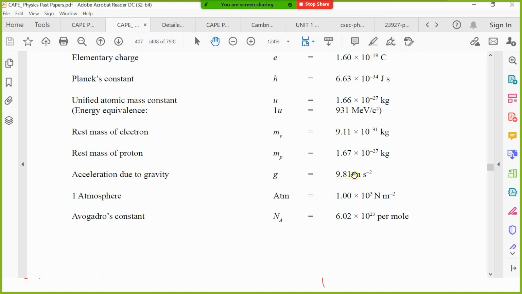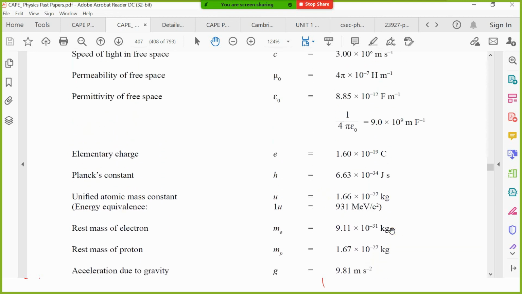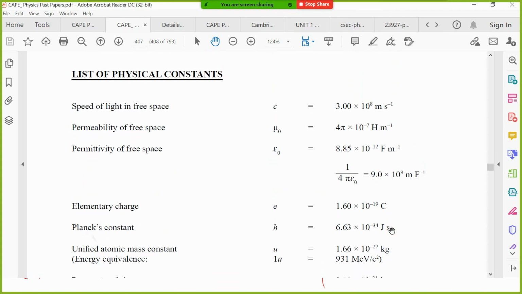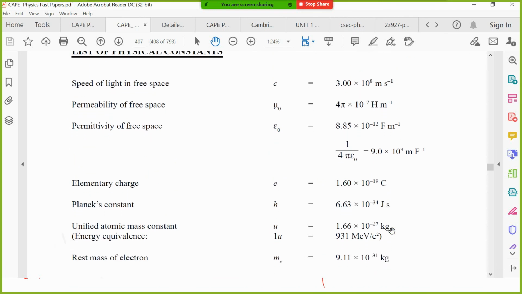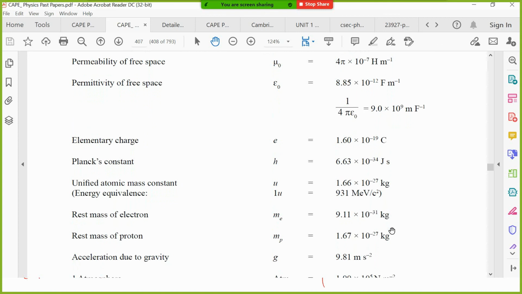Yeah, they give you Avogadro's constant. Those are the general constants that they give you. They can add more to it if they see it necessary, but these are the general ones.